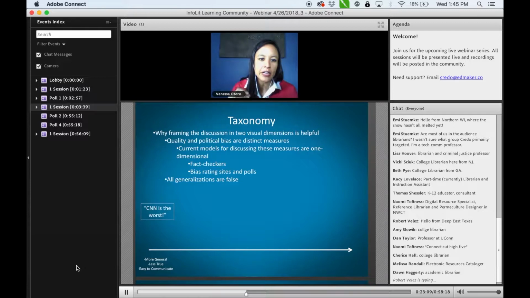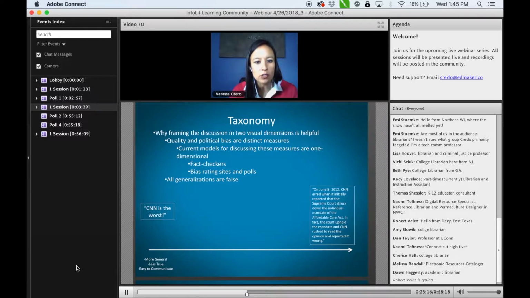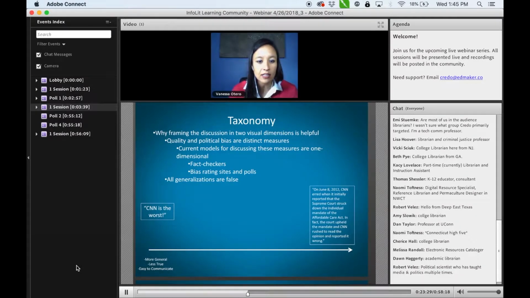So if we got very granular on a thing that CNN did, then that'd be more accurate. For example, on June 8, 2012, CNN aired when it initially reported that the Supreme Court struck down the individual mandate of the Affordable Care Act. In fact, the court upheld the mandate, and CNN rushed to read the opinion and reported it wrong. So that is a thing that happened, and that is more specific.